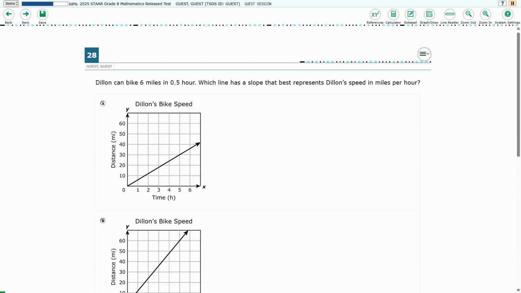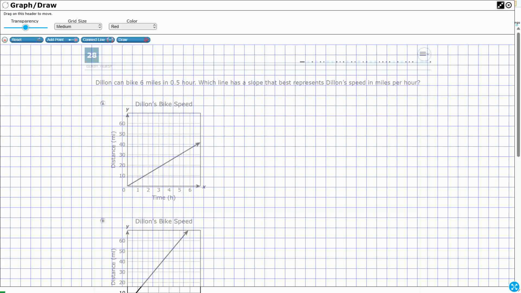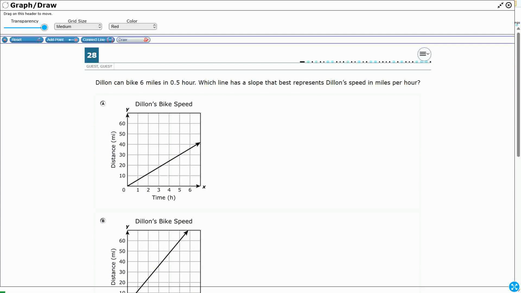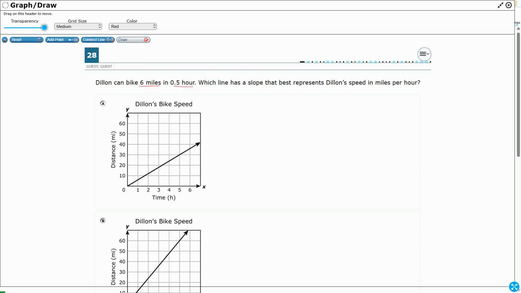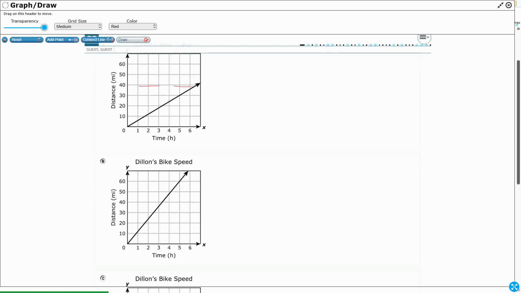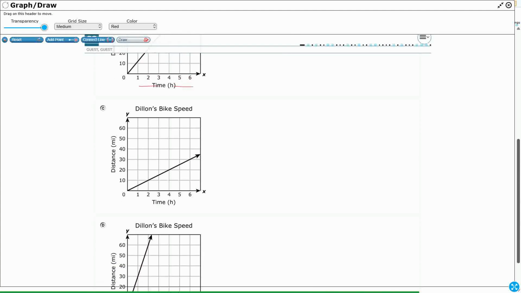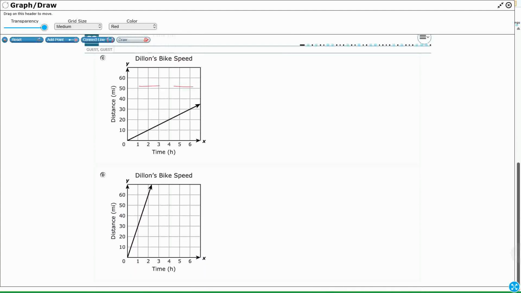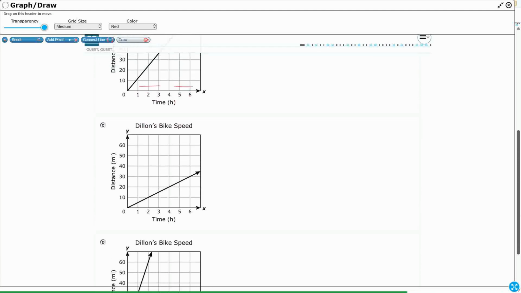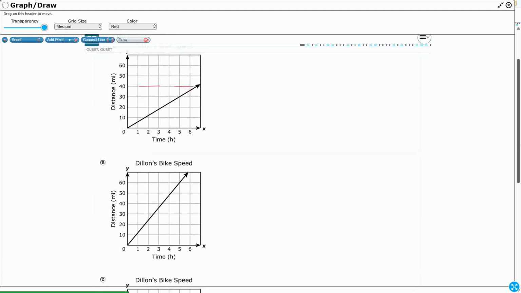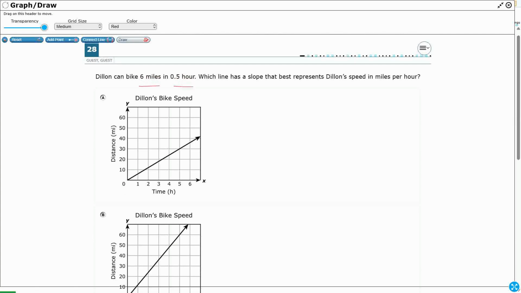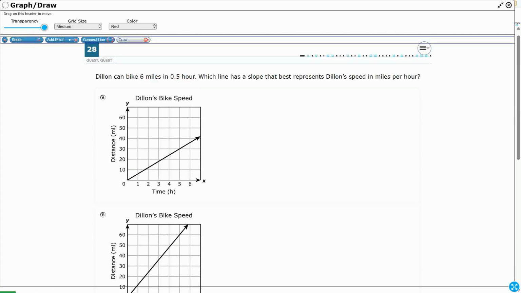All right, so we have this verbal description here. Dylan can bike 6 miles in 0.5, or half an hour. We need to find a slope that best represents this. If we take a look at our different terms, we will see that we've got our distance in our y, we've got our time in our x, and it looks like the time is the same scale on all four options. And so it's going to be 1, 2, 3, 4, 5, 6.